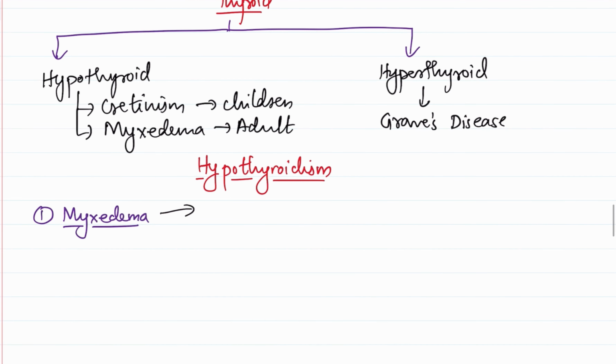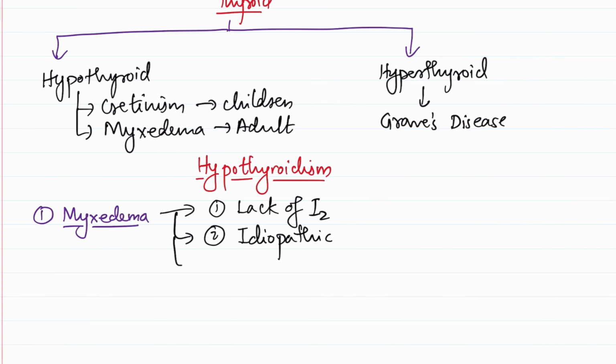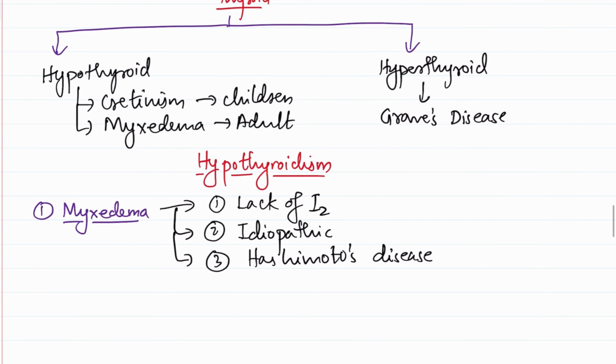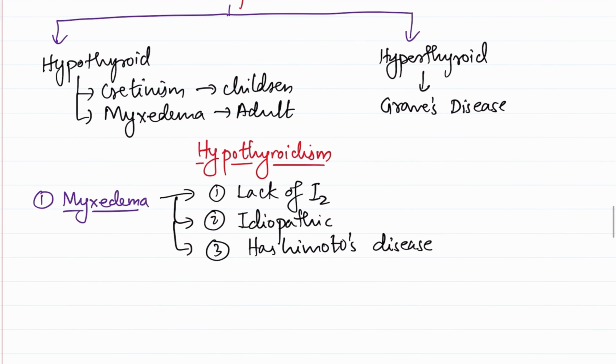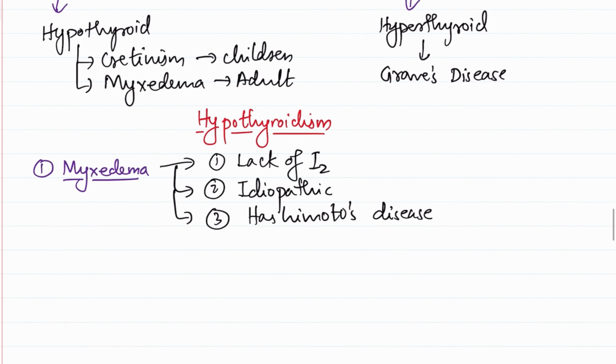Now, there are several reasons why myxedema occurs. The first one is because of lack of iodine in diet. Or iodine might be available, but there may be a defect in the thyroid gland which we do not know, which we'll say is idiopathic. Or there is an autoimmune condition known as Hashimoto thyroiditis, where the thyroid gland is destroyed. So it's an autoimmune disorder. In all these conditions, we have hypothyroidism.